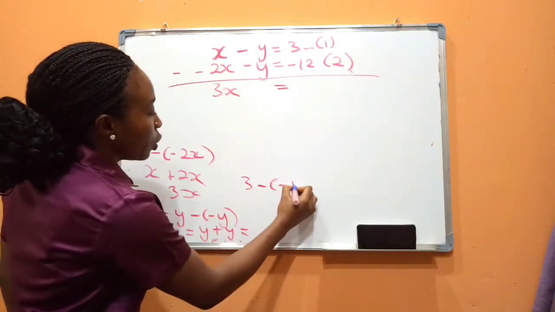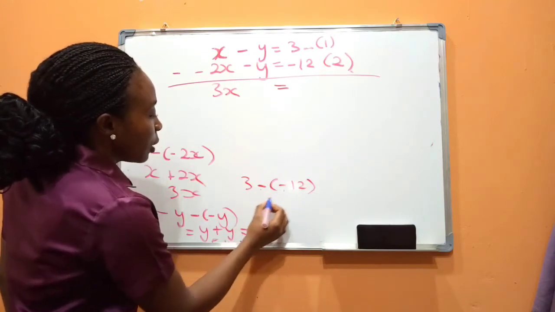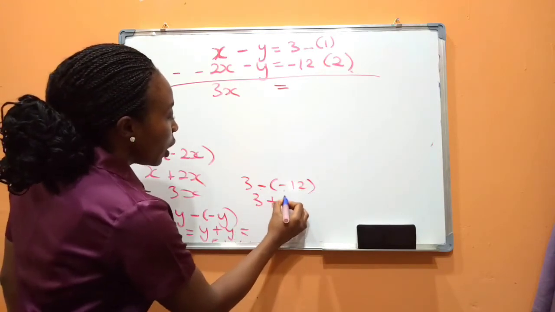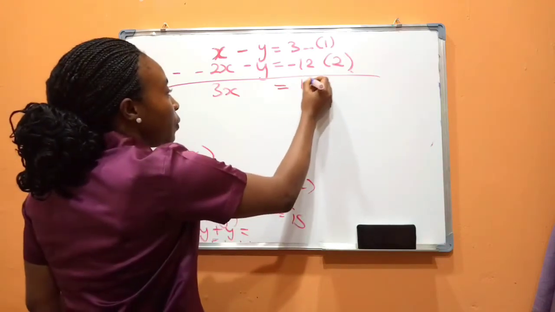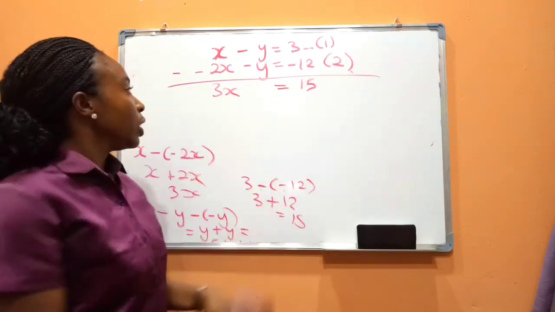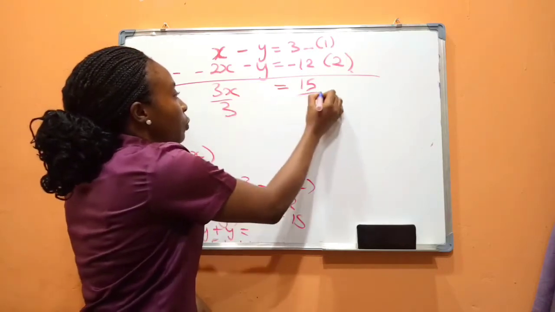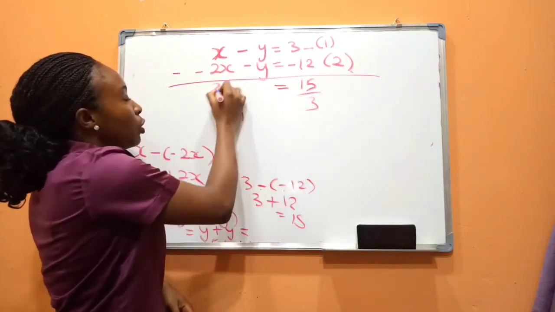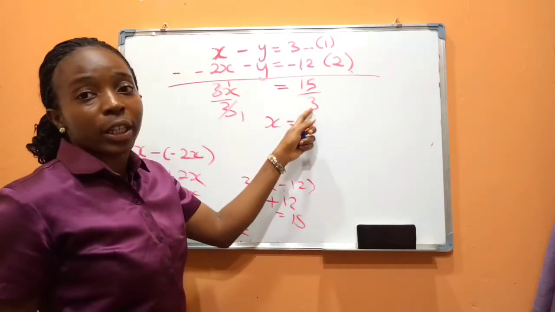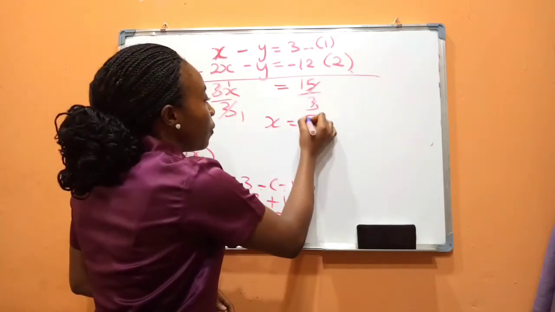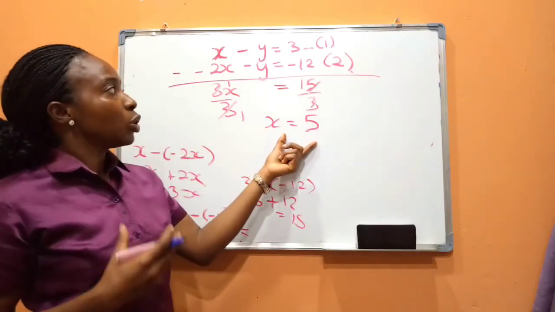3 minus 12. Minus times minus gives us plus. So we are going to have 3 plus 12 giving us 15. So we are going to have 15 here. The next thing we do, we divide both sides by 3. 3 goes here 1, 3 goes here 1. x is equal to 15 divided by 3. We have 5. So x is equal to 5.